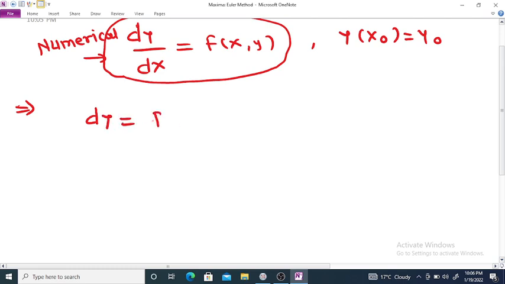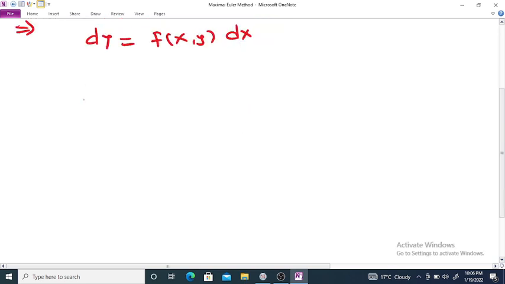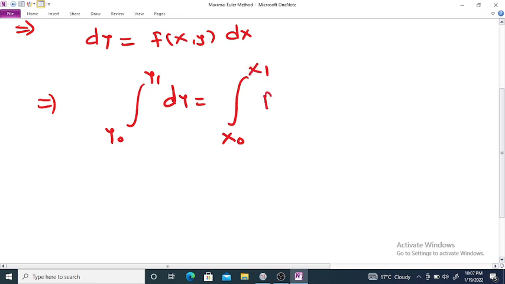We can write this differential equation as dy is equal to f of x, y dx. Now integrate this differential equation from y0 to y1. The integral of dy is equal to the value of y0 at x is equal to x0 and the value of y1 at x is equal to x1, of f of x, y dx.